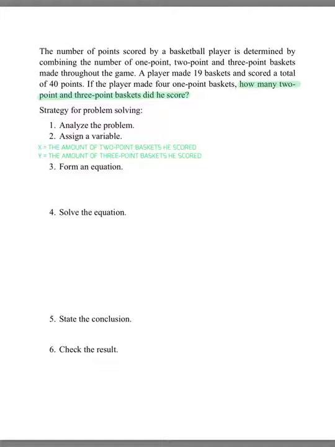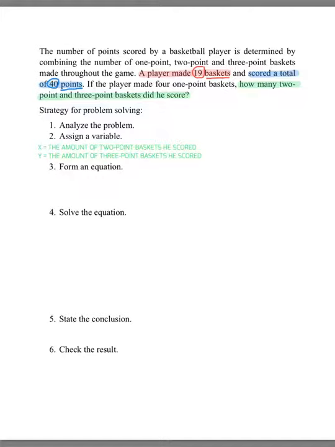So we know that the player made 19 baskets overall, so that's going to be a key number there, 19. And the units are going to be very important for us, baskets. And then we also know that he scored a total of 40 points. So 40 is definitely important for us, but along with that, the corresponding units of 40 points.